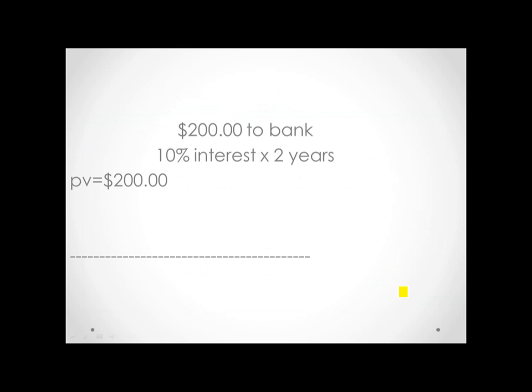So you have a present value of 200. Now, we want to find out what is going to be the future value. So you have 200 times 10%. That will give you $20.